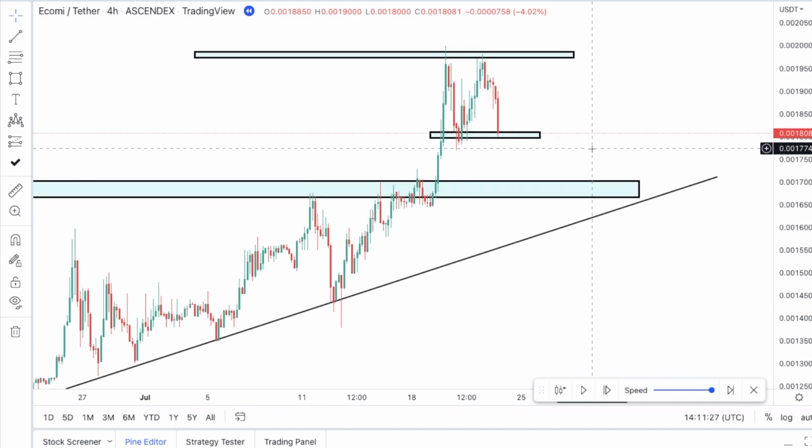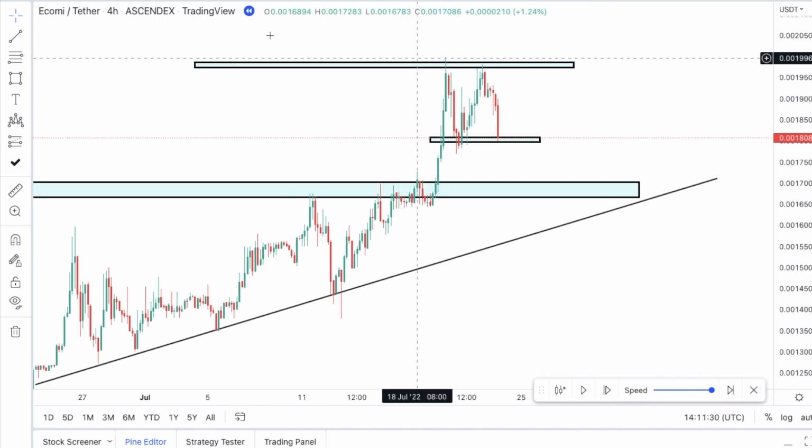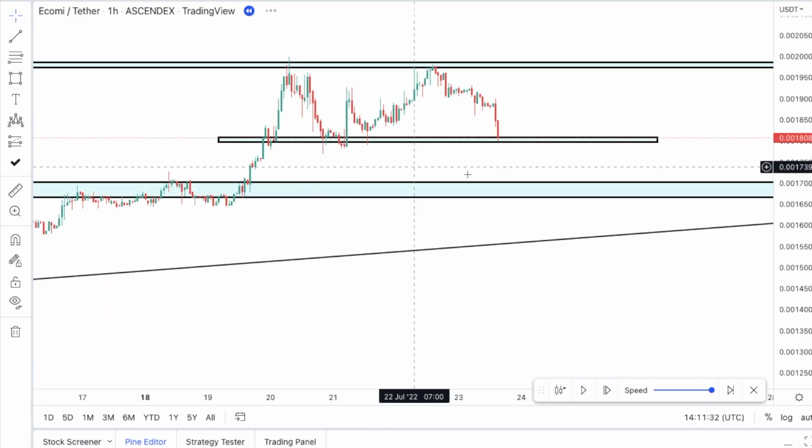So once I'm done with all my charting or just my key points on the 4-hour, I do want to go to a lower time frame because I am bullish more than I'm bearish.